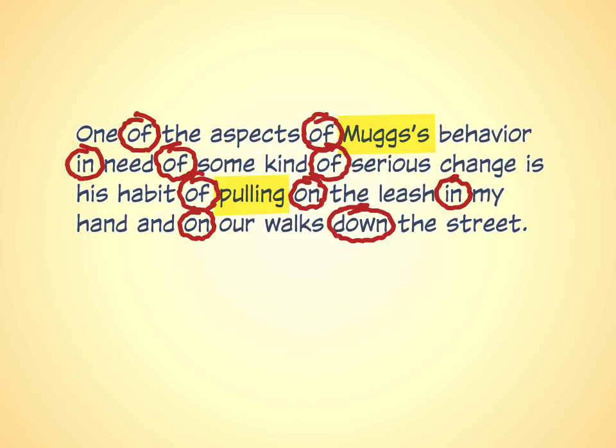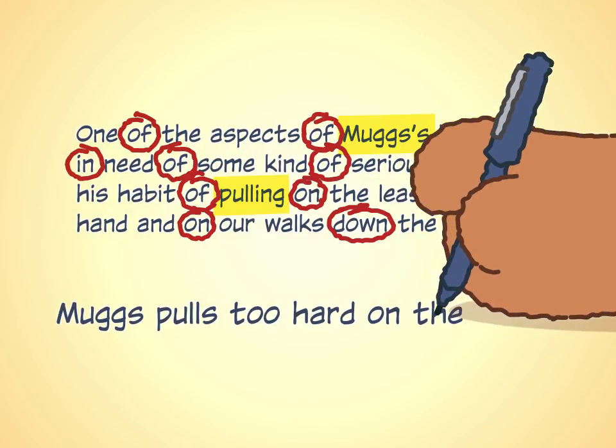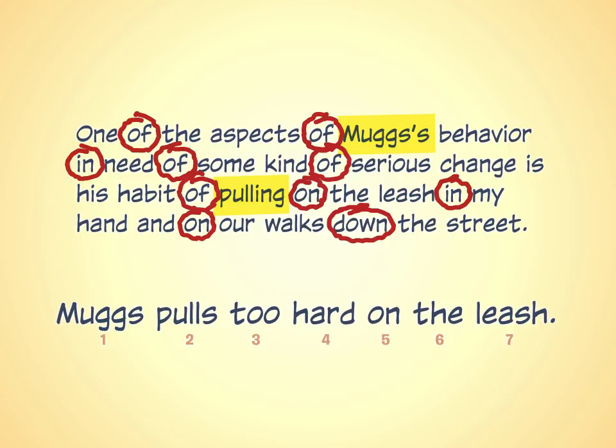So, let's choose a new verb. Muggs pulls too hard on the leash. In 7 words and 1 prepositional phrase, we've just said about the same thing that took 33 words and 10 prepositional phrases in the earlier example. Which one is easier to read?